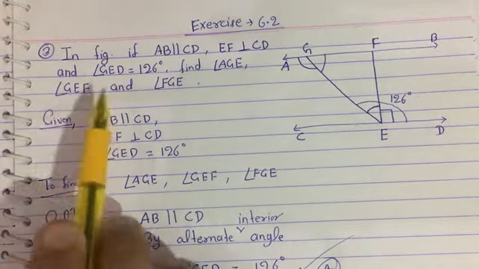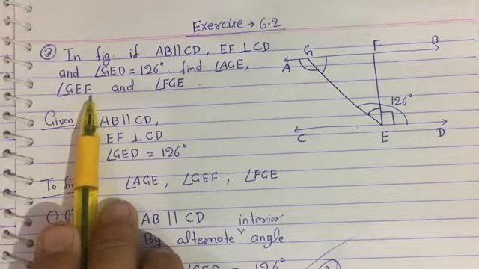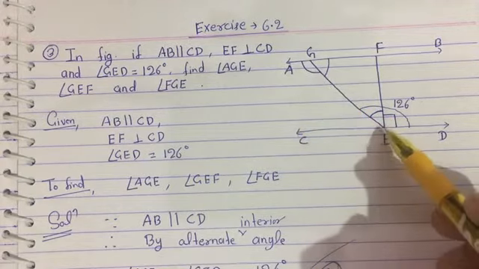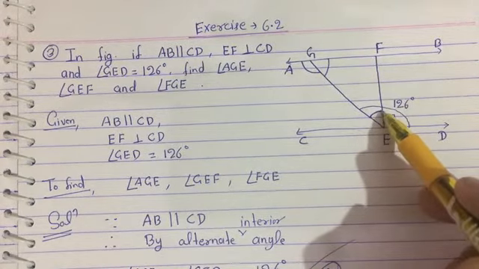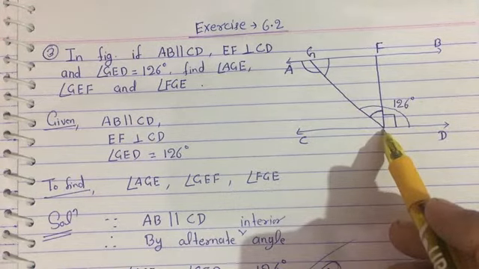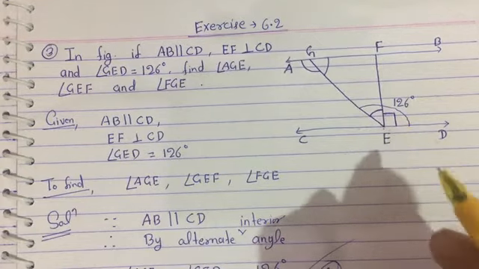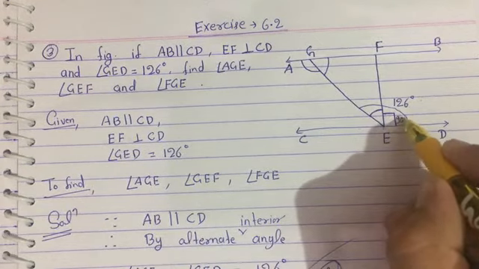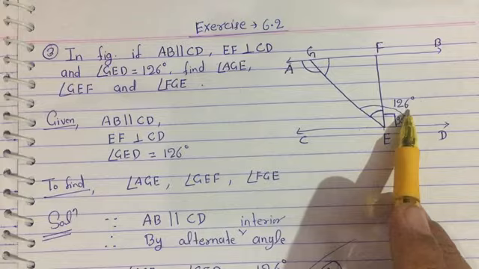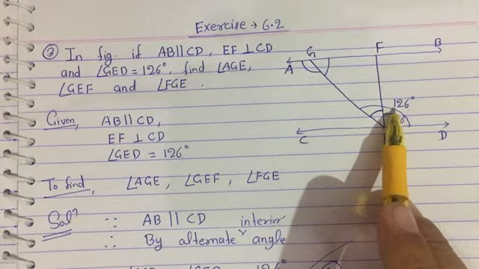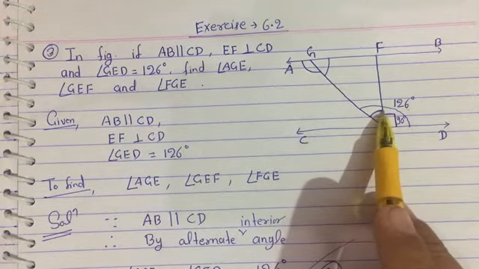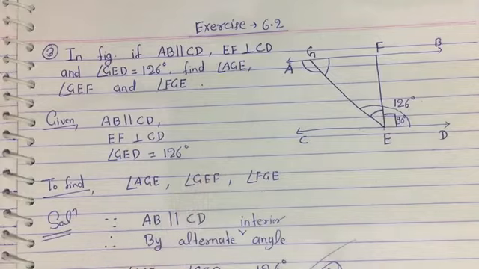Now look for the second one, angle GEF. Where is angle GEF? This angle. You know FE is perpendicular, which means this angle is 90 degrees, and this whole angle is 126 degrees. It means if we subtract 90 degrees from 126 degrees, then we will get this angle. I think it is clear to you. Now do it.